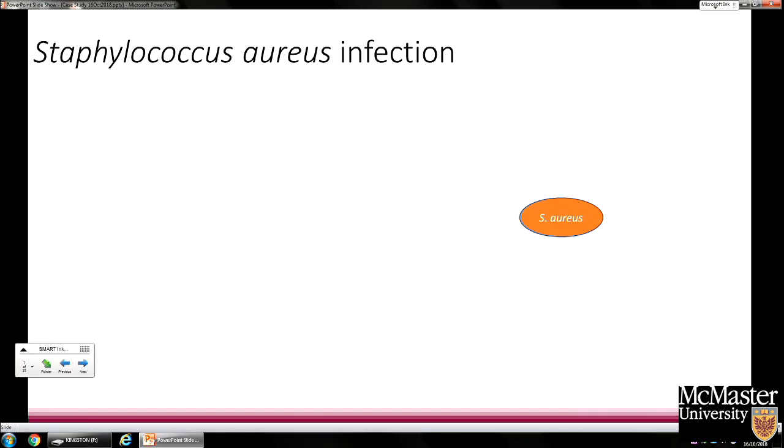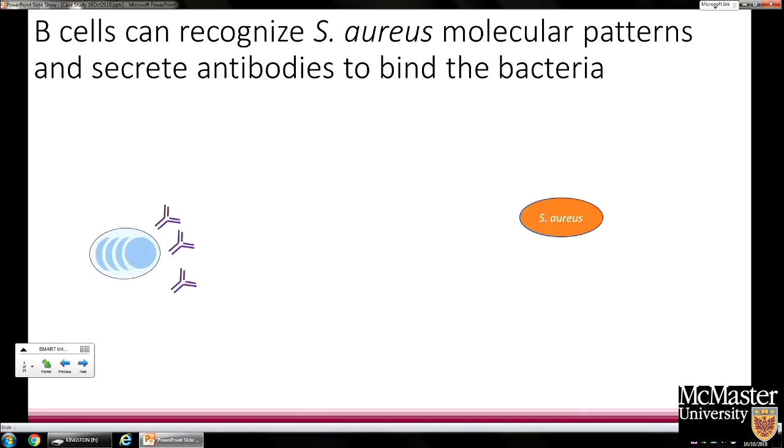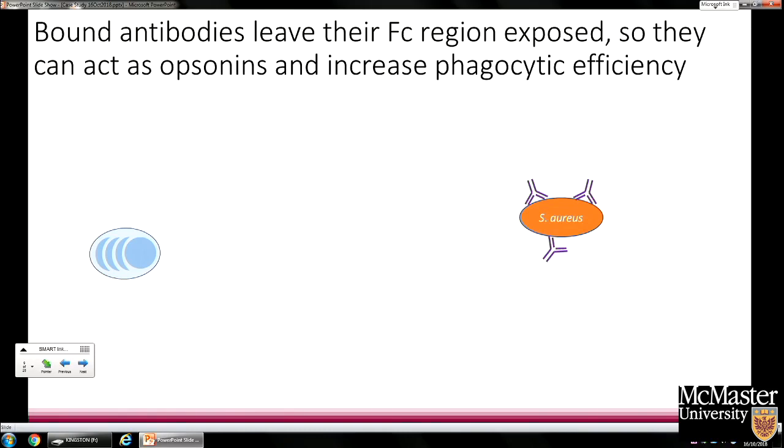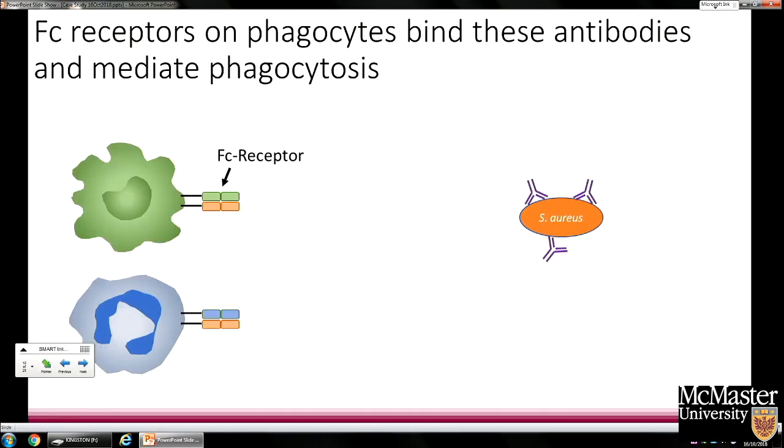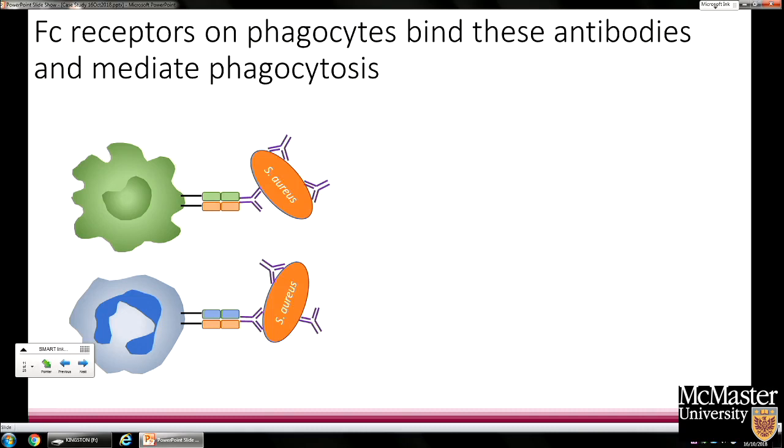Now, upon initial Staph aureus infection, you can have B cells that produce antibodies that can recognize these molecular patterns on this bacteria. Bound antibodies leave their Fc region exposed, so they can then act as opsonins and increase phagocytic activity. So these Fc regions are recognized by Fc receptor molecules, which can be found on antigen-presenting cells and phagocytic cells, such as macrophages and neutrophils.